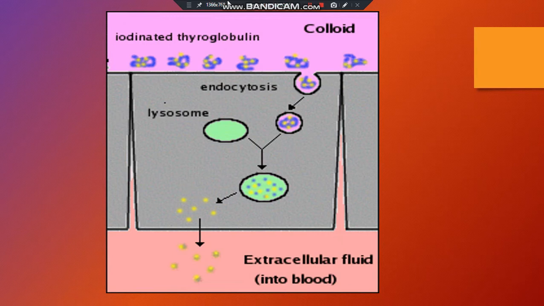The second section on the thyroid gland. You're looking here at what happens. The iodinated thyroglobulin is taken by endocytosis into the follicular cells. And now this sort of vacuole or granule combines with the lysosome. Now the degrading enzymes come and they cause the degradation of the iodinated thyroglobulin into T3 and T4, which are being released here to the extracellular fluid in the blood.